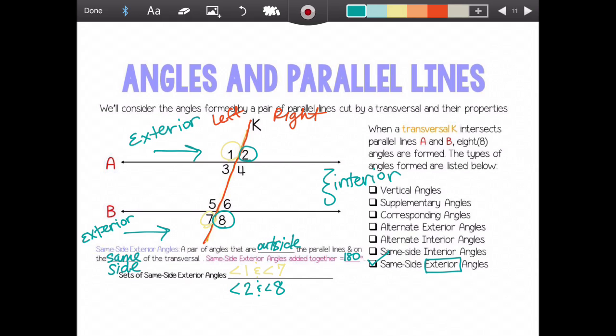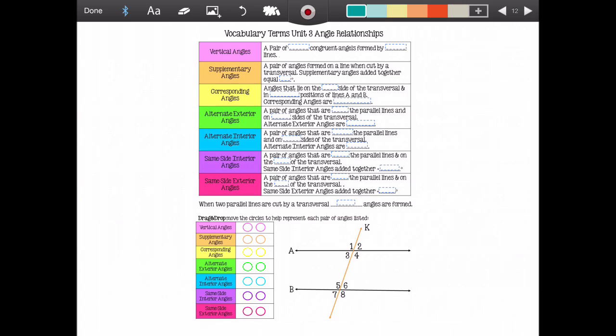Again, they're both on the exterior and they're on the same side of the transversal. And again, if we took a protractor and we added their angle measures together, they would add up to 180 degrees. All right, guys, so that's the last vocabulary term. Again, this was your notes page. Again, go back and watch the video as many times as you can. Fill in the notes as you go. Drag and drop the little circles, okay, to remind you of examples of what type of angles are being represented.